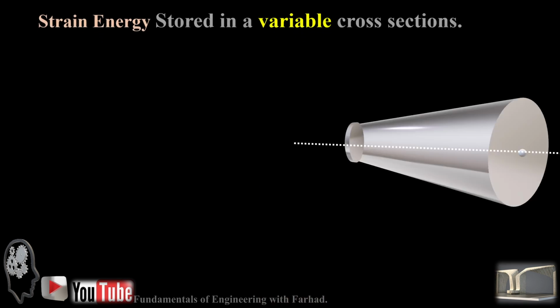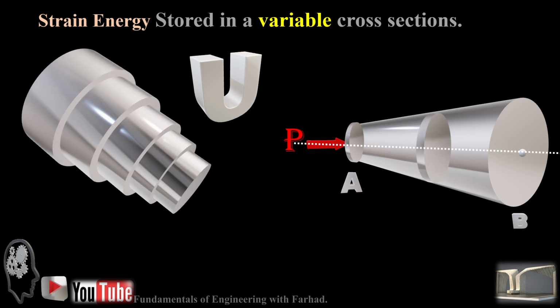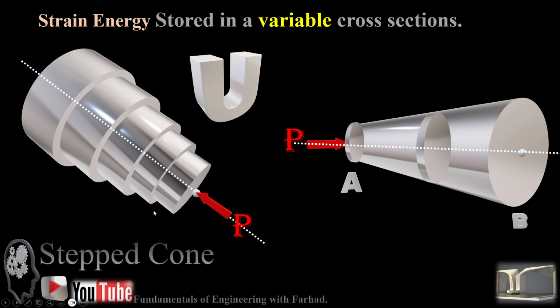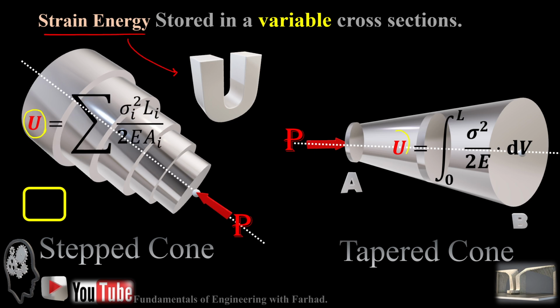In the last video, we reviewed the strain energy stored in a variable cross-section, like a tapered cone, when a concentrated load P is applied at the smaller cross-sectional area. This time we want to see a similar problem, but using a stepped cone made of, in our case, five cylinders with the same length, then calculate the strain energy function and compare it with the previous condition.